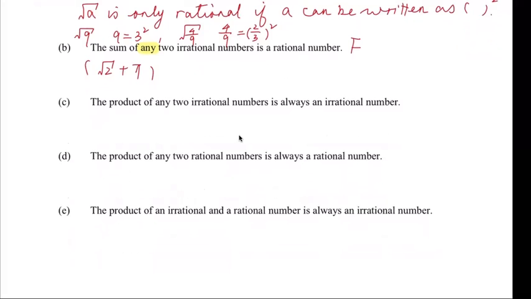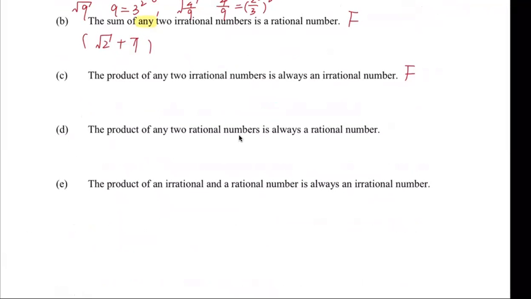C, the product of any 2 irrational numbers is always an irrational number. This is false. Again, the easiest way here is to give counterexamples. For example, square root of 3, that's an irrational number, times square root of 3. That's the product of 2 irrational numbers, and the answer will be 3. And 3 is a rational number. So this is a good example to prove this statement wrong. Okay, so C is false.